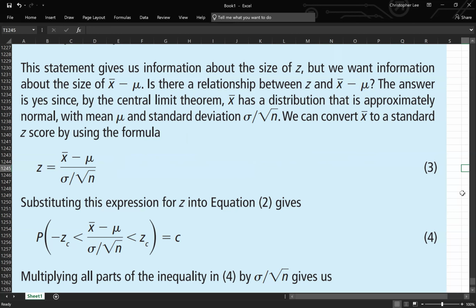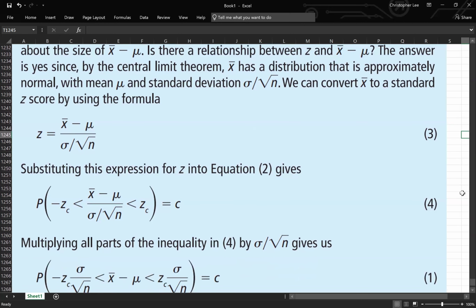The answer is yes, since by the central limit theorem, X bar has a distribution that is approximately normal with mean mu and standard deviation sigma divided by the square root of n. We can convert X bar to a standard Z score by using our Z formula. Z is equal to X bar minus mu over standard deviation over the square root of n. Really important formula. Gonna be on your test next week. Just letting y'all know. All right.